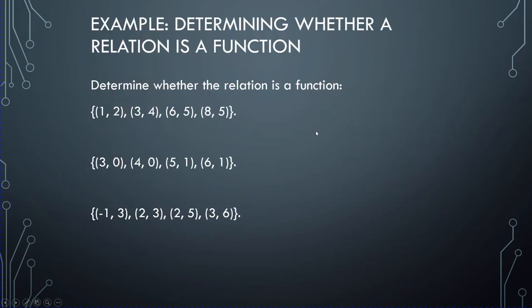All right, let's determine whether these here are functions. So look, 1 goes to 2, 3 goes to 4, 6 goes to 5, 8 goes to 5. Now remember, a different x value can go to the same y value, but as long as the x's don't repeat, this is a function. So each x goes to one y. That's what we want. 3 goes to 0, 4 goes to 0, 5 goes to 1, 6 goes to 1. Notice the x's don't repeat. So yes, this is a function.